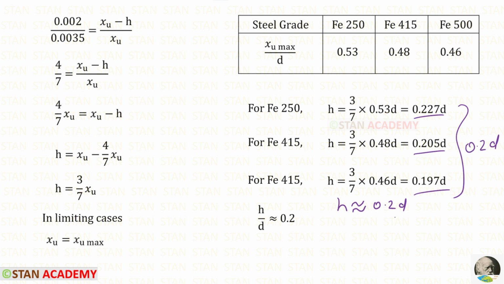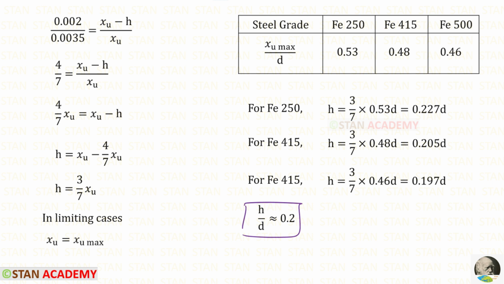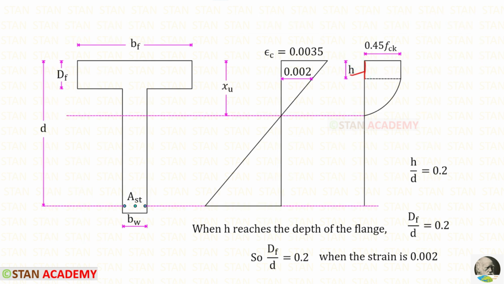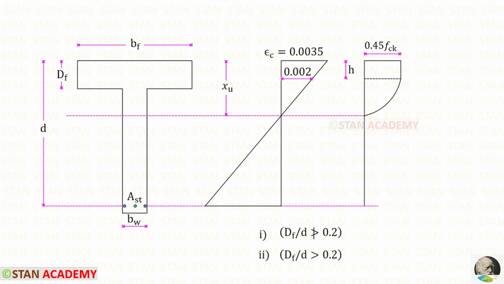So h is approximately equal to 0.2d. We can take d on the other side. So h upon d will be approximately equal to 0.2. When h reaches the depth of the flange DF, h will be equal to DF. So instead of h, we can apply DF. So DF upon d will be 0.2 when the strain is 0.002. Now we have got the idea why we have to follow these two subdivisions.